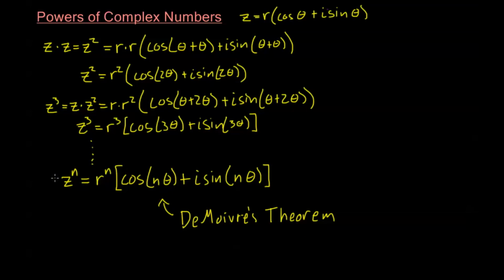Now, this isn't always the most useful thing to do. If I have a very simple z and I'm just taking it squared, it may not necessarily be the best thing to convert it to polar form and then apply this theorem and then convert back out of polar form to figure out what my number is. But for large powers, this is extremely useful. Let's take a look at an example here.